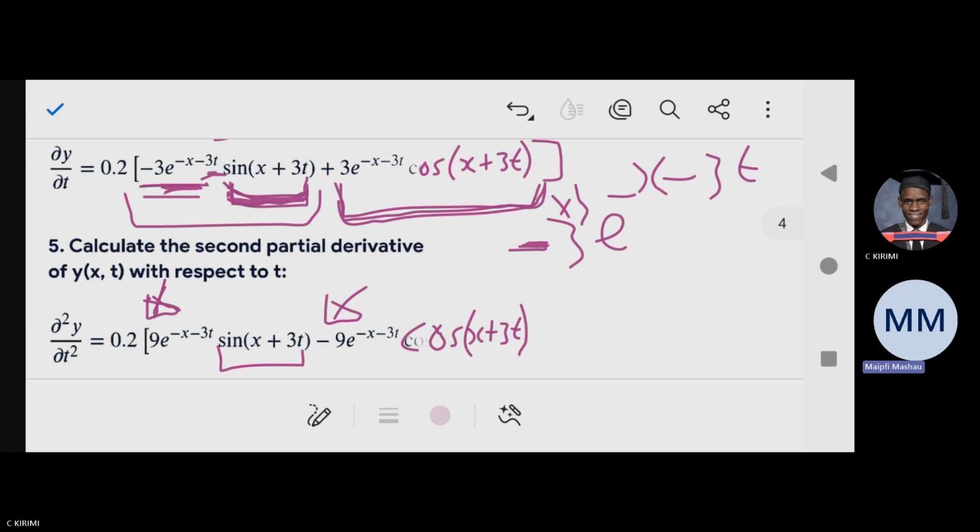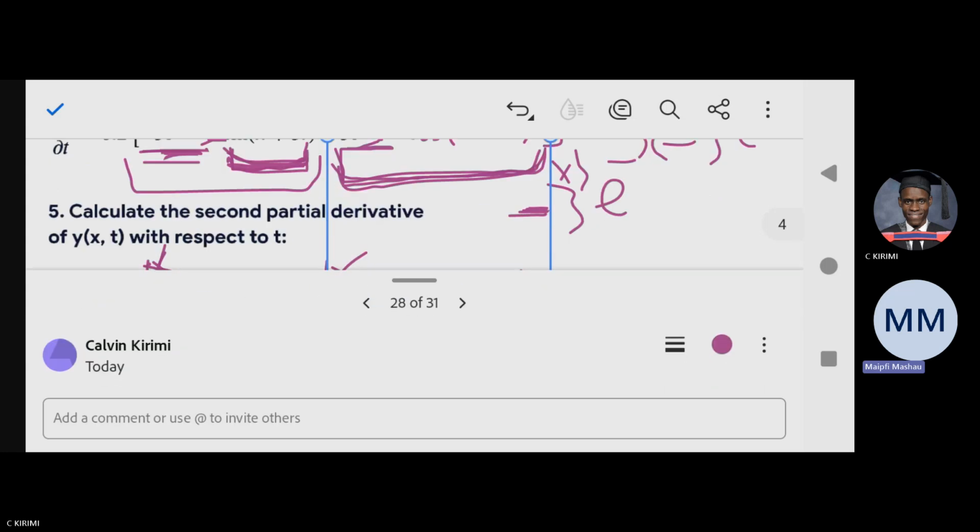The first one is going to remain the same, right? No, we are now differentiating this part. It can't remain the same. We differentiate the first and keep the other one constant, so it's going to be -9 e to the power -x -3t.